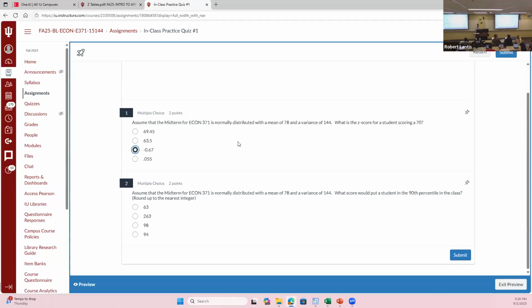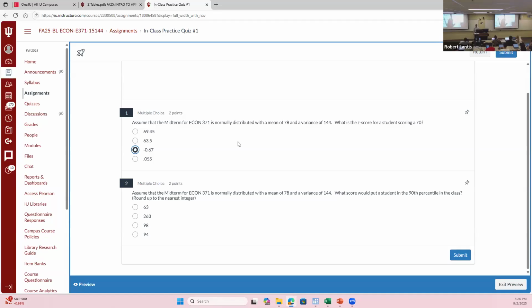So let's think about what this looks like visually and how we might solve this. What I'm looking for: I've got this standard normal, and then I've got my variable X, the test score I'm looking at. There's this mean of 78, and we already said the standard deviation, converting the variance, is 12.